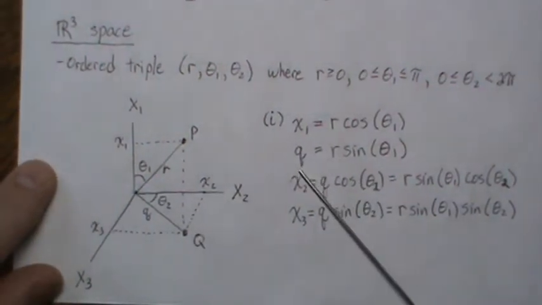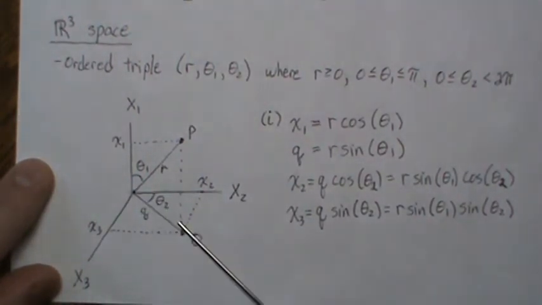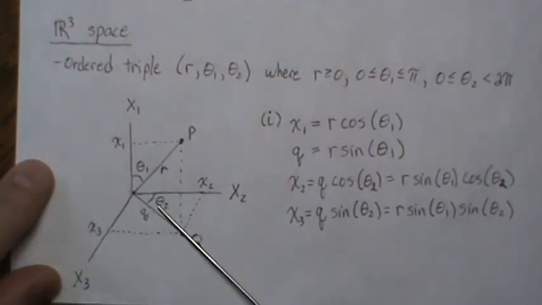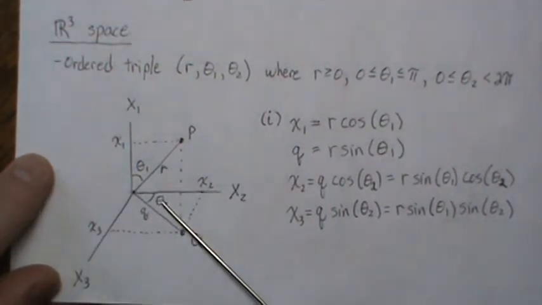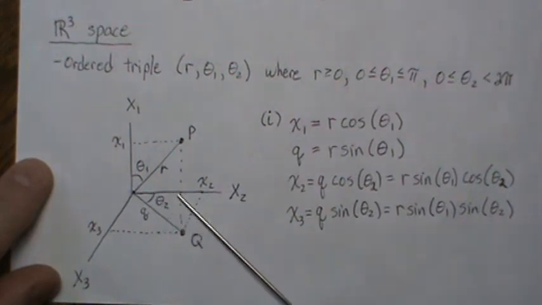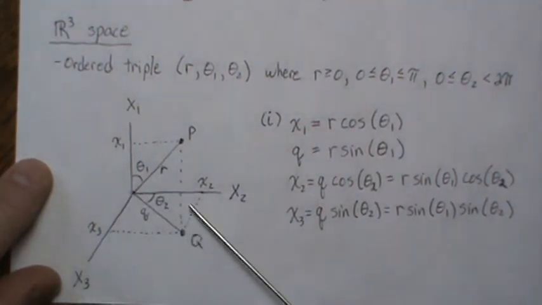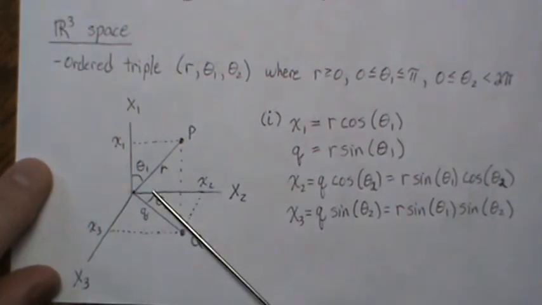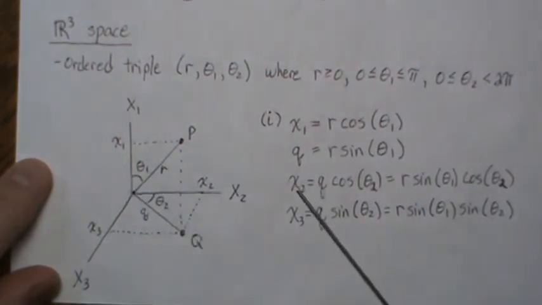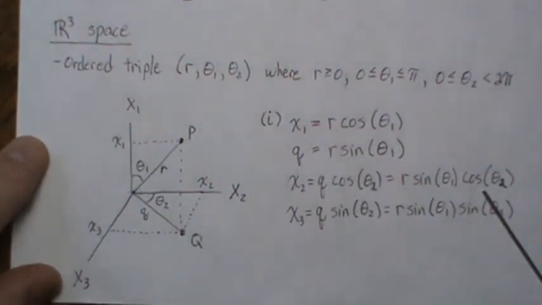Now, why is that important? Well, if we know q, then this angle is helpful, because this angle is theta 2, and we want to know this. So the cosine of theta 2 is, now this is a right angle, x2 over q, and you can back solve for x2. But q, we said, was this, so you can plug it in and you get this relationship.